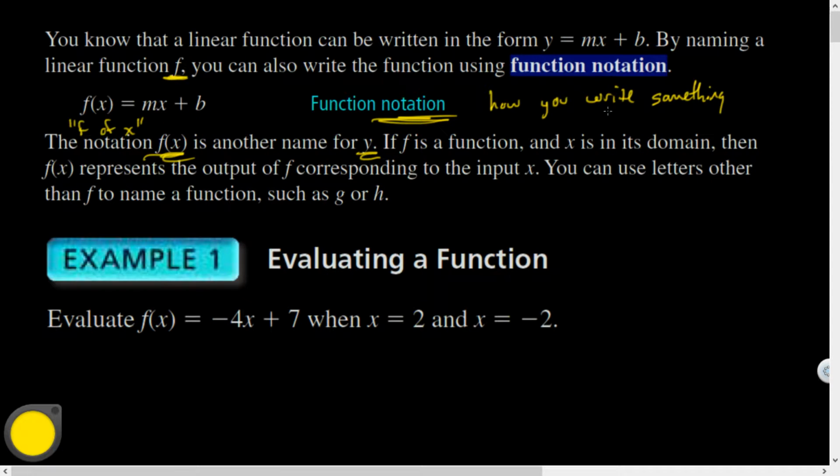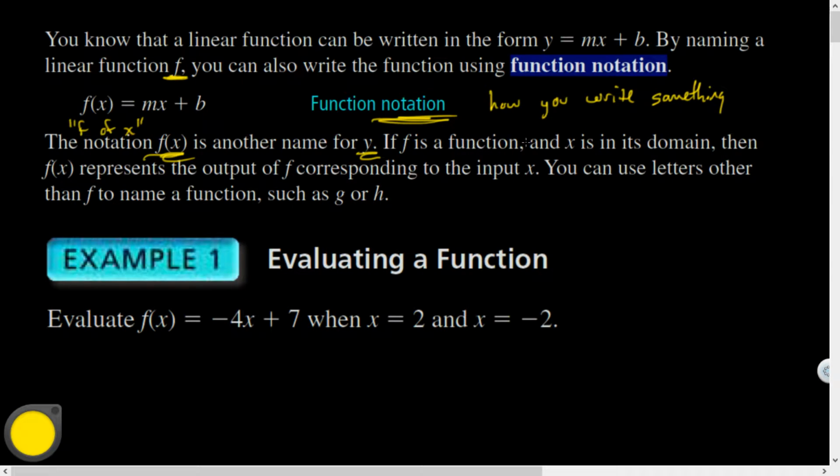Previously we talked about y as the output of a function. F of x is also describing the output of the function. It's what I get after I do all of the things that the function told me to do to x, the input. So this is equal to the output. This is the same as y. It's just another way of writing something.